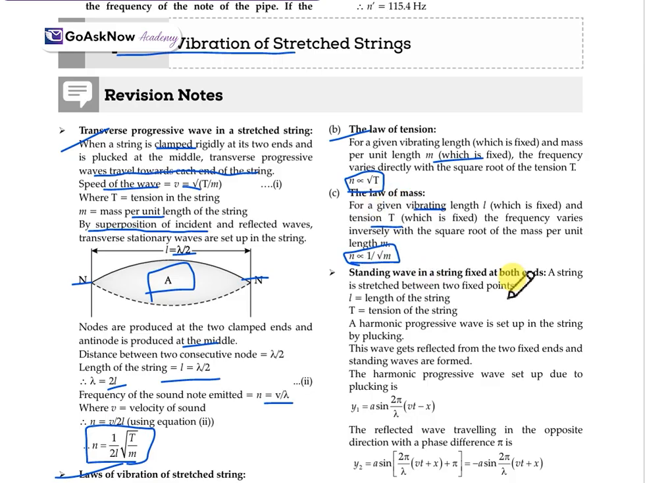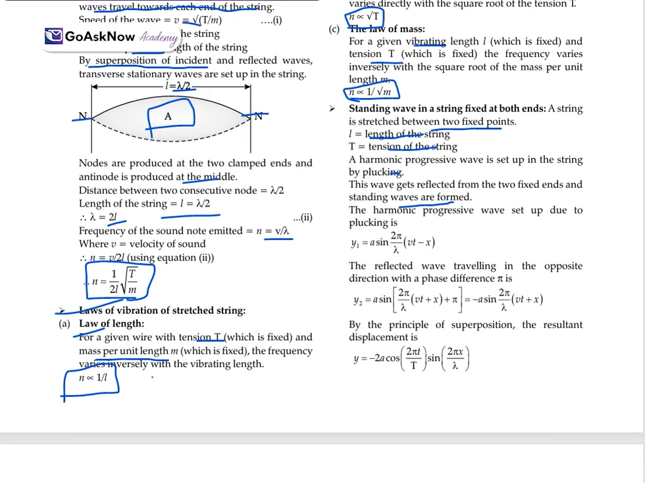Now, standing wave in a string fixed at both ends. A string is stretched between two fixed points. L is the length of the string and T is the tension of the string. A harmonic progressive wave is set up in the string by plucking. This wave gets reflected from the two fixed ends and a standing wave is formed.